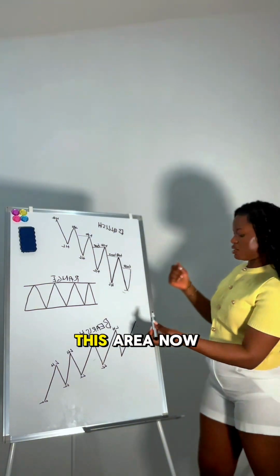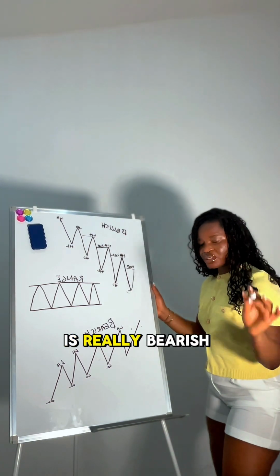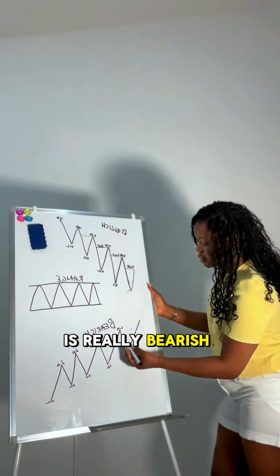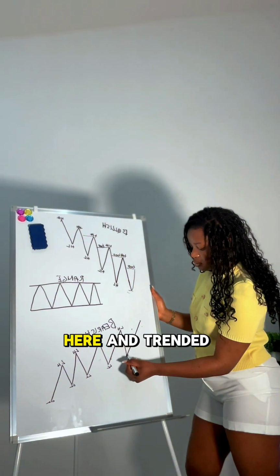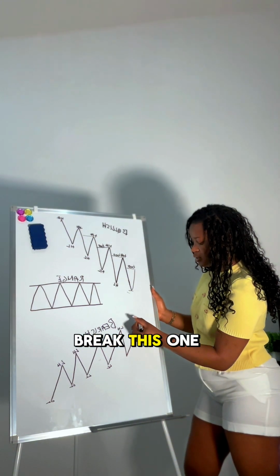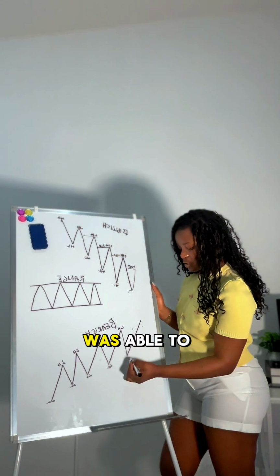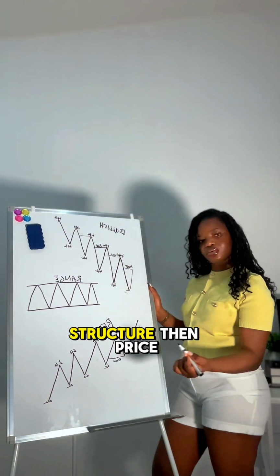Now let's check this area. Now for this bearish trend, okay, how do we know when the market is really bearish? So now you see that when price came from here and trended up, it was unable to break this high, then came back, was able to break this side, which gave us this break of structure.